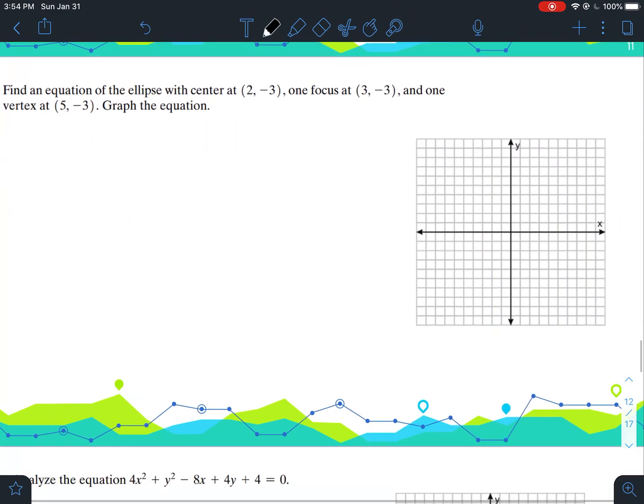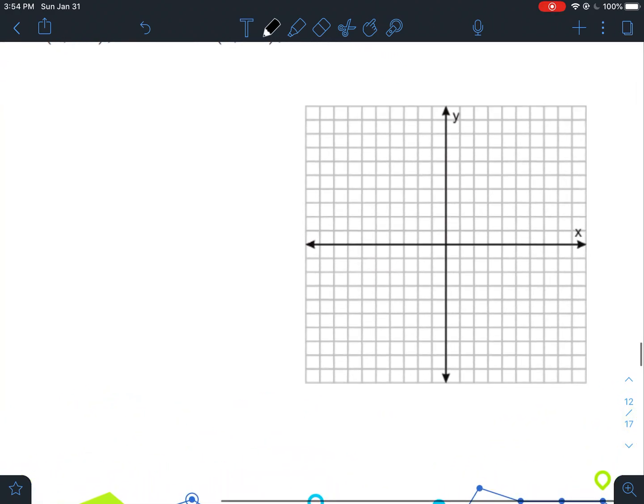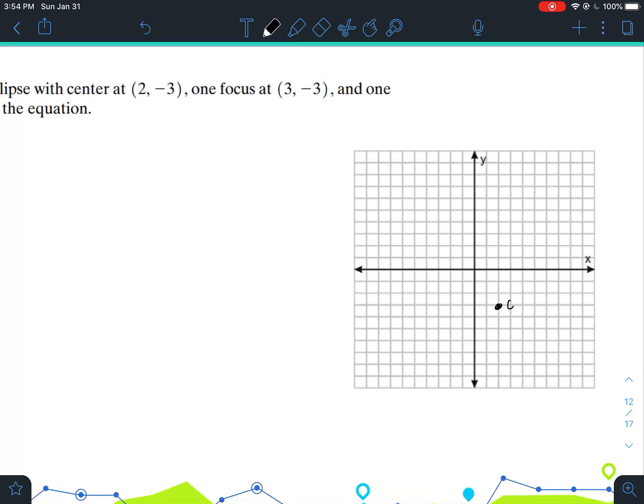All right, what if the center is off 0, 0? Find the equation of the ellipse whose center is at (2, -3), one focus is at (3, -3), and one vertex is at (5, -3). So there's my center, and then it has a focus at (3, -3). So (3, -3), there is a focus.